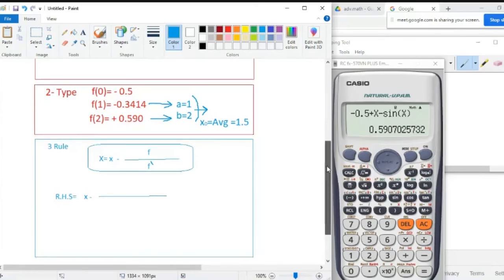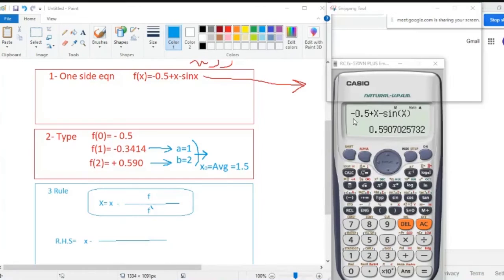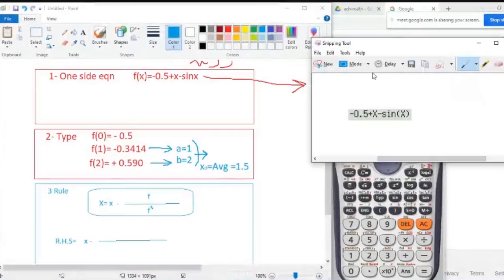Minus 0.5. Yes, you can copy it from here. You can copy it from step 1 or from the calculator itself. This is up to you. You can copy it from both of them. I will take it from the calculator itself.